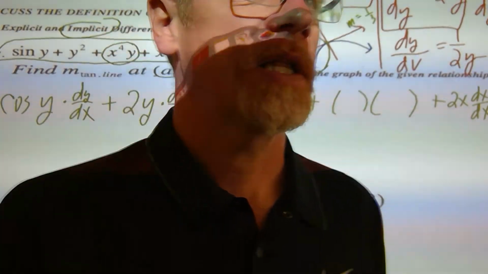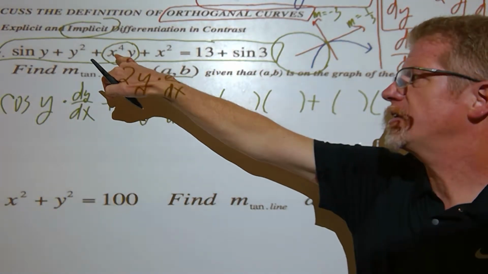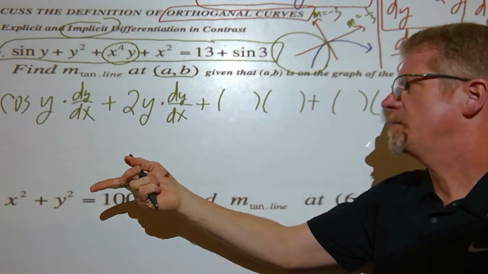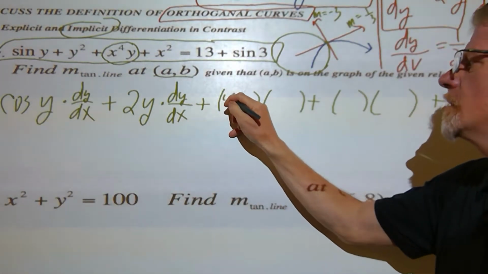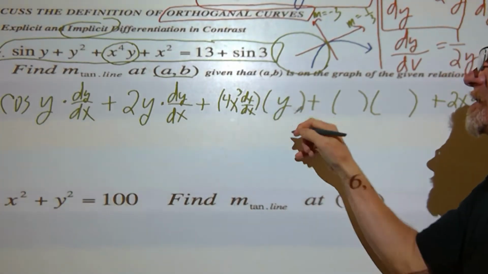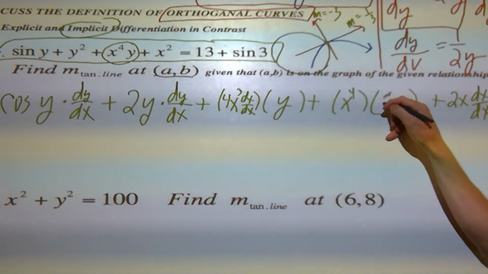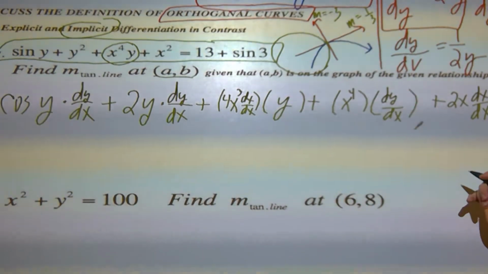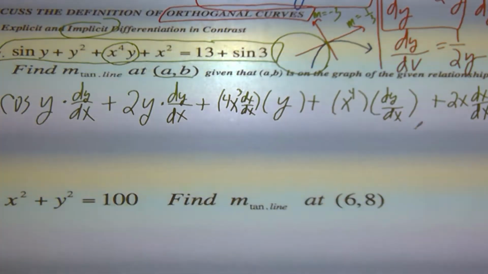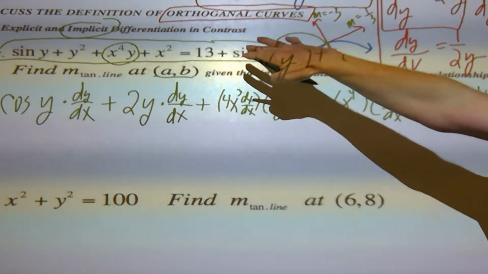We're back. Let's see how you did with the derivative of x to the 4th y with respect to x, thinking of x to the 4th as first, y as second. So here's the narrative that goes through my mind. Derivative of the first, 4x cubed dx/dx, times the second, plus the first, x to the 4th, times the derivative of the second, dy/dx. Now let's simplify. We're not done until we find the slope of the tangent line at the point (a, b), given that (a, b) is on the graph of this relationship.